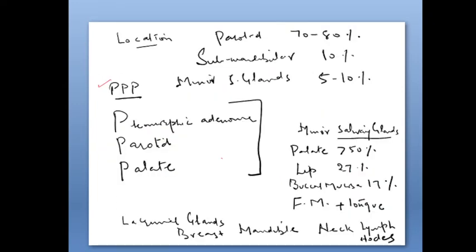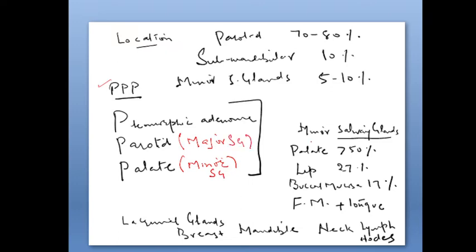Some statistics regarding the location. They are most common in the parotid. In submandibular glands, only 10% of the pleomorphic adenomas are seen, whereas minor salivary glands account for 5 to 10% of pleomorphic adenomas. PPP is the mnemonic: pleomorphic adenoma, parotid, palate. Among major salivary glands, parotid is the favorite location, and among minor salivary glands, palate is the favorite location.